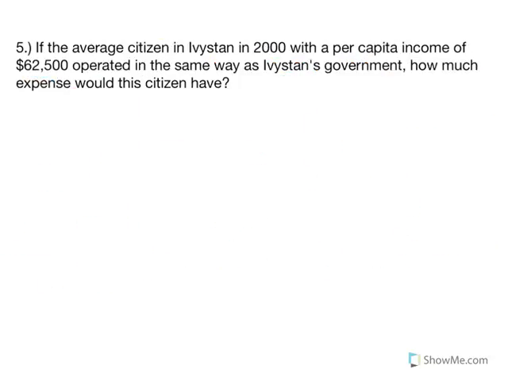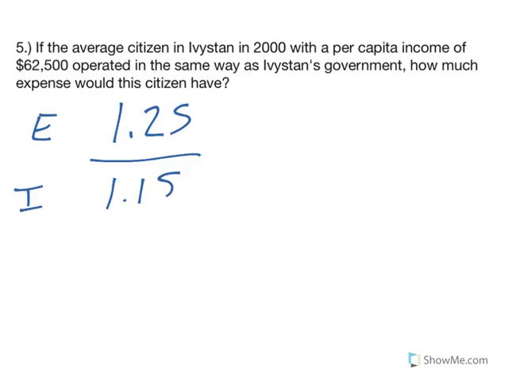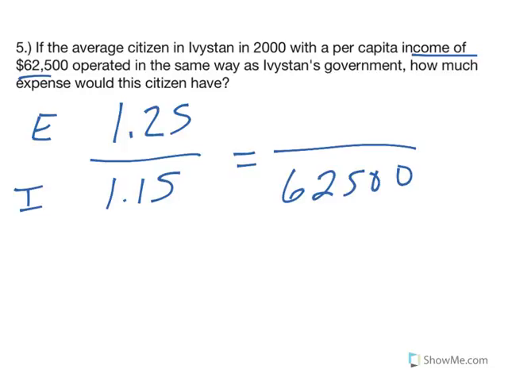Number 5 builds on that, so we're going to use that same information. If the average citizen in Ivystan in 2000 with a per capita income of $62,500 operated in the same way as the government, how much expense would this citizen have? So remember, for 2000, our expense was $1.25 trillion, our income was $1.15 trillion. And since they're both trillion, we can just leave them right like that. Now, this is an income of $62,500, so it goes on the bottom, and we have the unknown value of the expenses in the top.